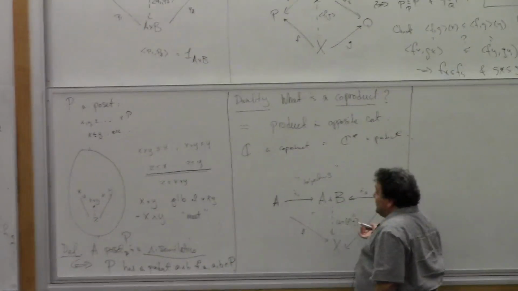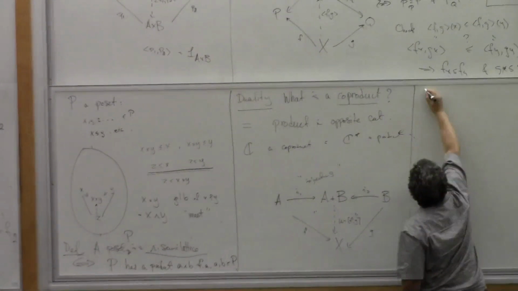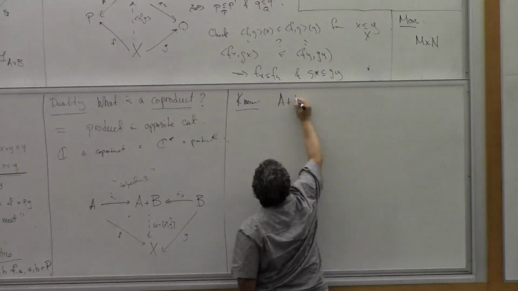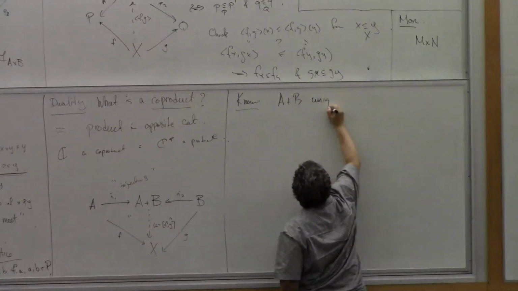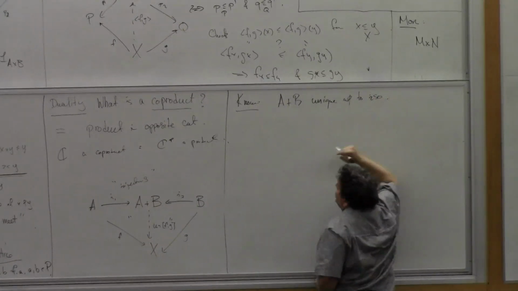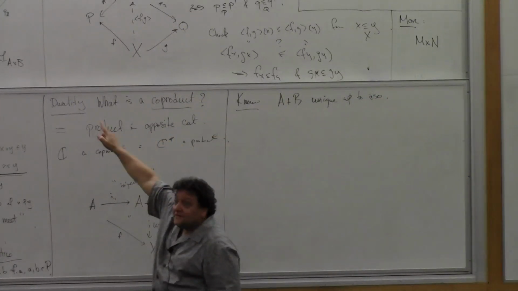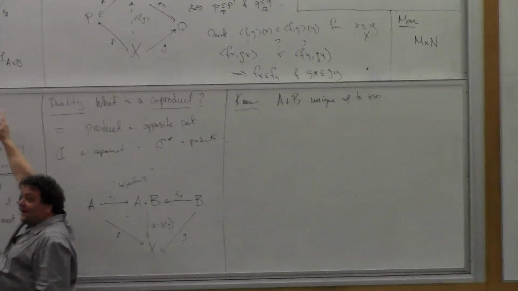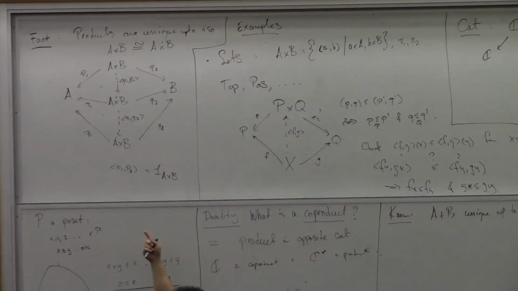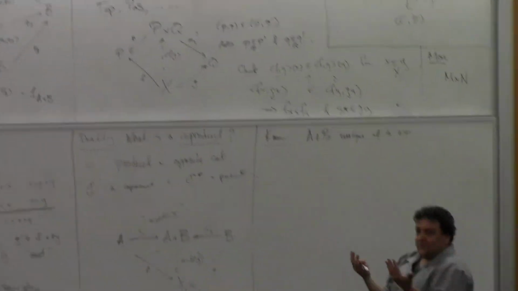So we know by duality that when they exist, coproducts are unique up to isomorphism. I don't have to repeat that argument, right? I could take that argument, turn all the arrows around, and I would get another argument that proves that coproducts are unique up to isomorphism. That's the idea of duality. I only have to do the proof once, and then I know the same thing holds for the dual case.